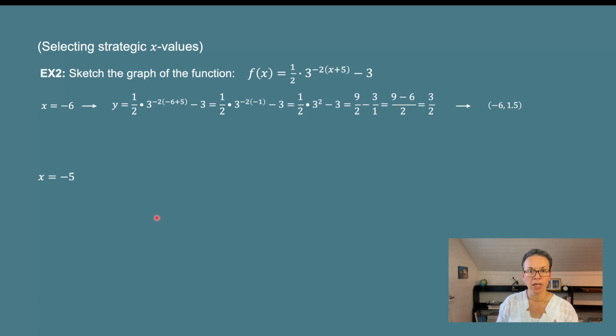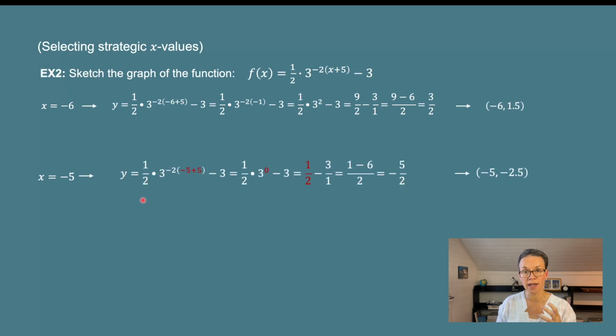For example, we can consider x = -5, because if x is equal to -5, the exponent will simplify to 0. Notice that by substituting -5 into x, we will have -5 + 5, which is equal to 0. And this means that the entire power will simplify to 1, because 3 to the 0 is equal to 1, leaving us only with 1/2 in the first term. This is why -5 is super convenient.